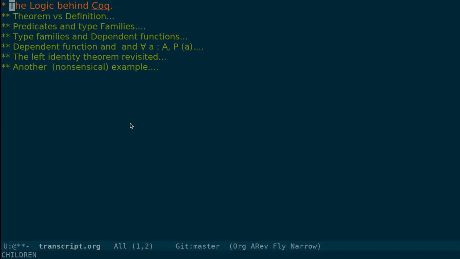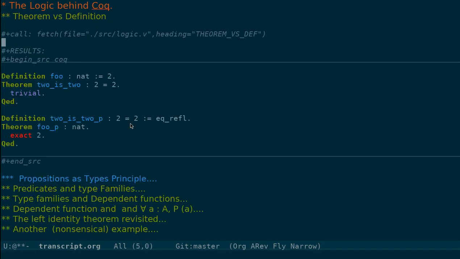Okay, so let's go back to two things that we saw. Two vernacular commands that we saw. We saw a way to define things, like we could define, for example, foo of type nat to be 2. We also saw a way to prove theorems, and how did it look?